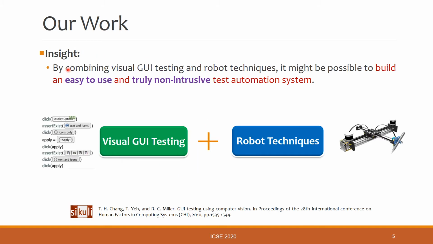Our work starts from the insight that by combining video GUI testing and robot techniques, it might be possible to build such an easy-to-use and truly non-intrusive test automation system. Video GUI testing largely uses widget images to express the GUI actions on a touchscreen, and such images can easily be obtained even without the support of the internal operating system. And with robot techniques, we can trigger the GUI actions from the external perspective.